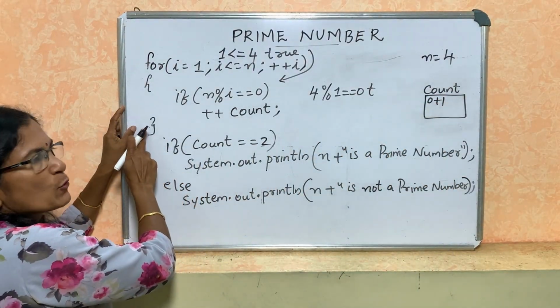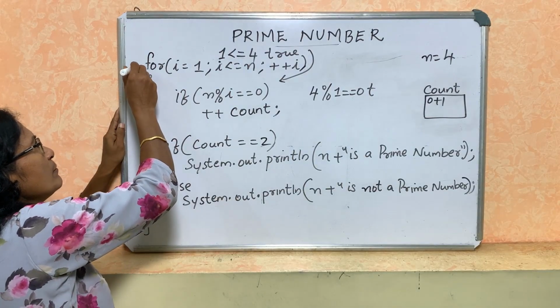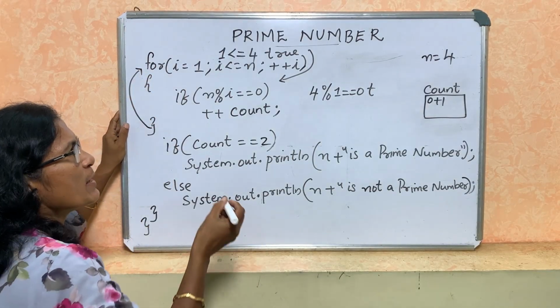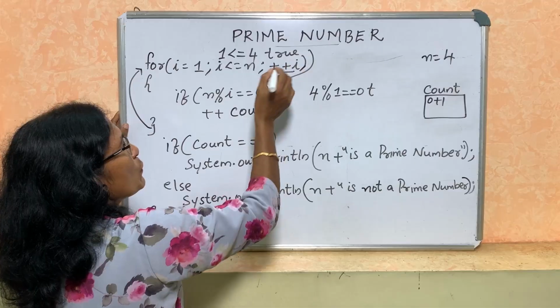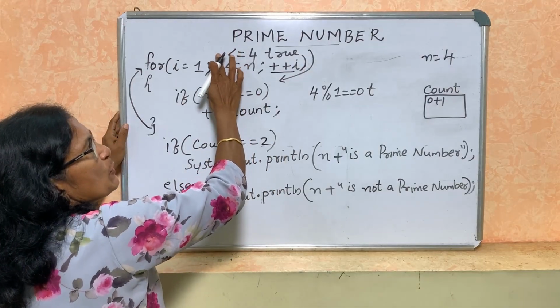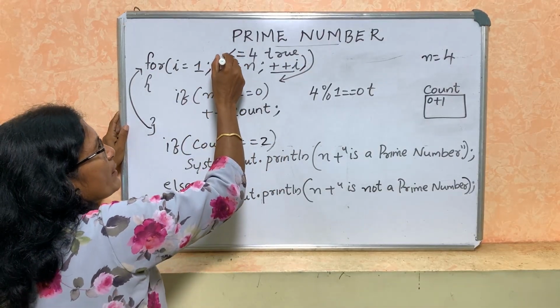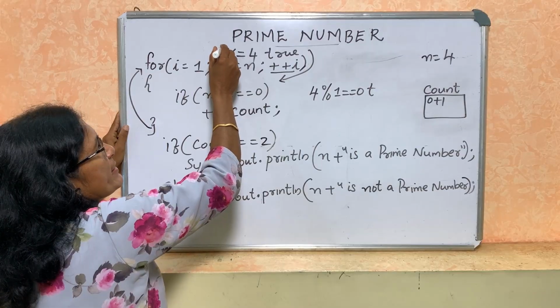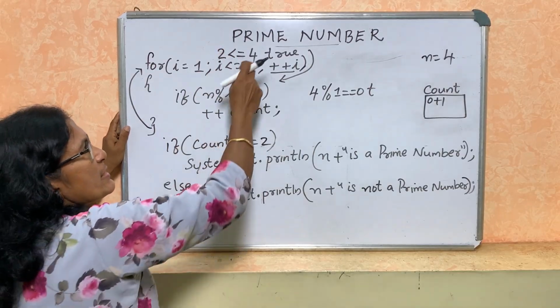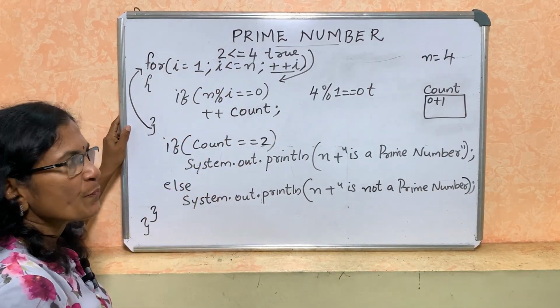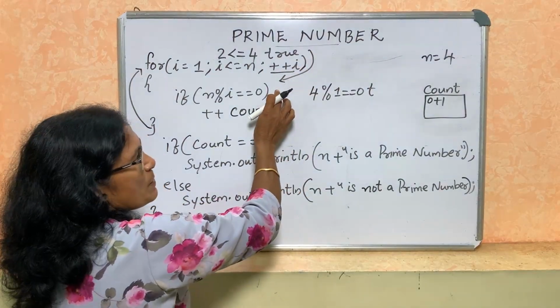As the closing of the for loop's body is encountered, control resumes back to the updation statement of the for loop to update the value of loop index variable i by 1. Now the value of i is incremented to 2. 2 less than or equal to 4? True. Control again enters into the loop's body.